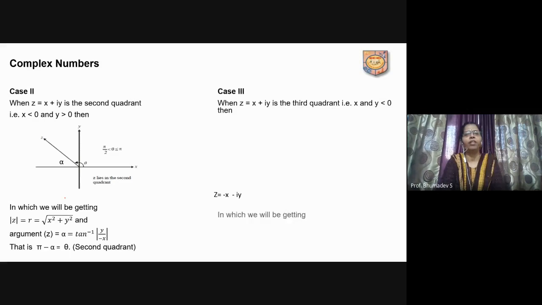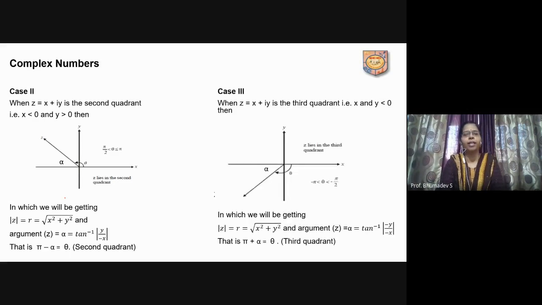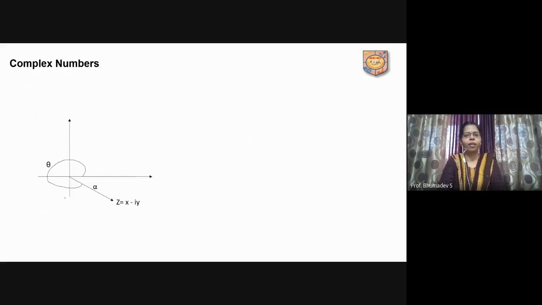The same way for the third quadrant you can consider alpha in the same way. The formula is whatever we have written in the previous two cases, and we are supposed to write it here also. The argument alpha is tan inverse of minus y upon minus x, where we are supposed to take only the positive value. That means pi plus alpha is equal to theta, which is in the third quadrant. The same way for the fourth quadrant, the theta is this and the alpha is, as you can see in the diagram.